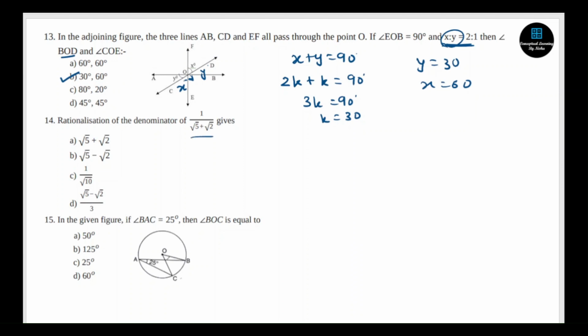Now rationalizing the denominator, very easy. If you rationalize this using root 5 minus root 2 upon root 5 minus root 2, you will get 5 minus 2, which is 3. So D is the correct option, okay.